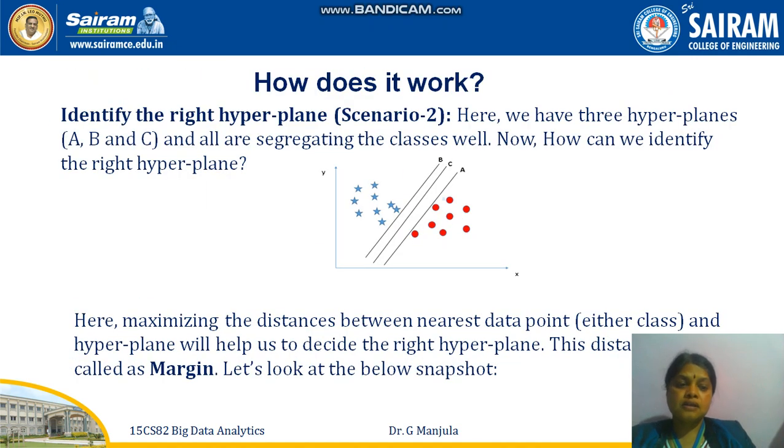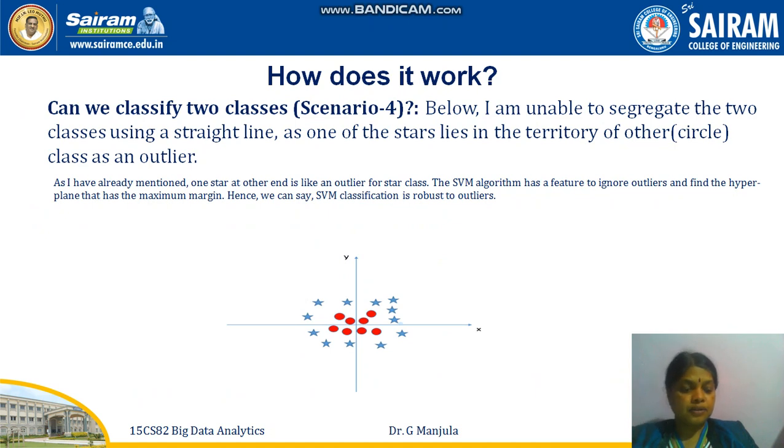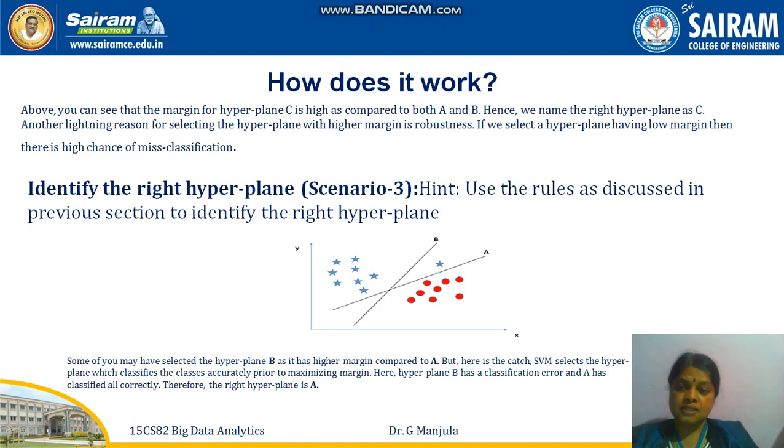So here we discussed in the previous class, C is a higher margin. Clear? So now we will move on to the third scenario. What does the third scenario say? Now, identifying the third scenario, use the rules as discussed in the previous section to identify the right hyperplane.